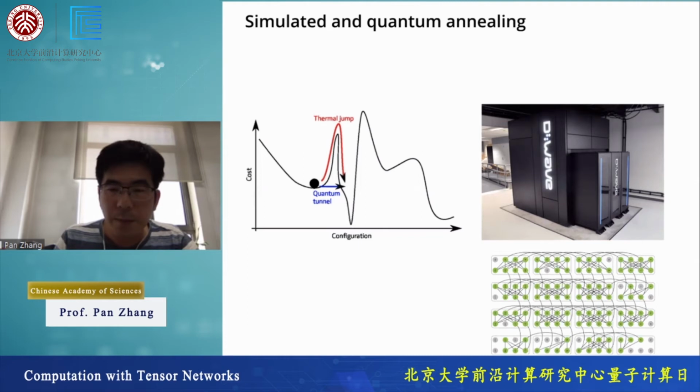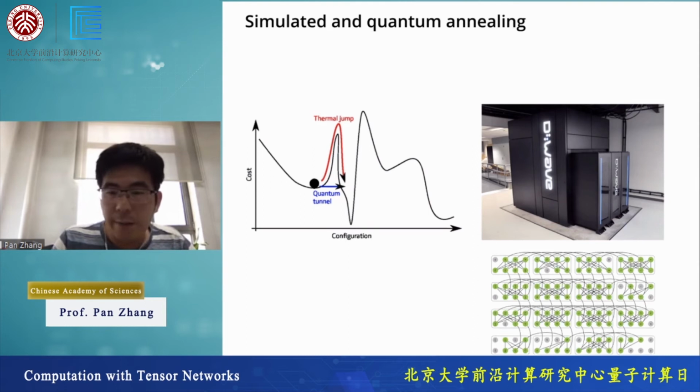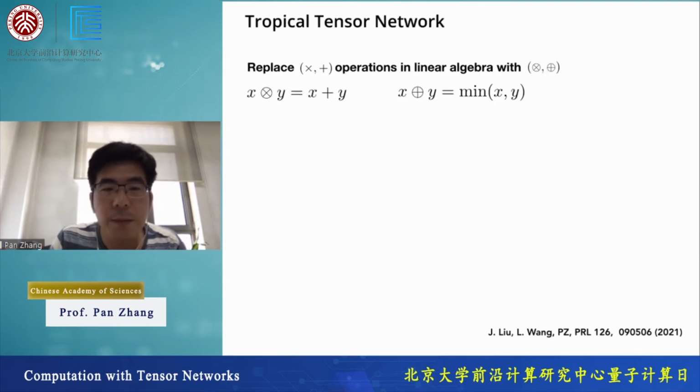In particular, the D-Wave company has been studying a set of specific optimization problems on this Chimera graph drawn on the right-hand side, and they actually built a machine to do this quantum annealing for spin glasses, the ground state problem of spin glasses on the Chimera graph.